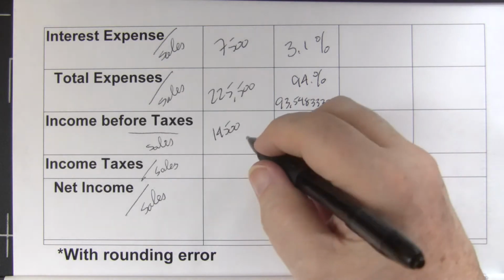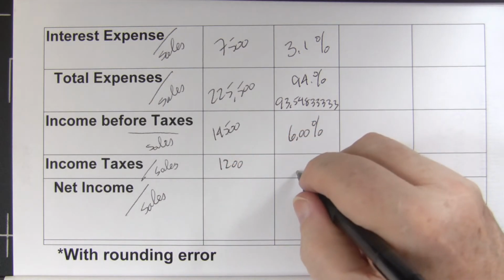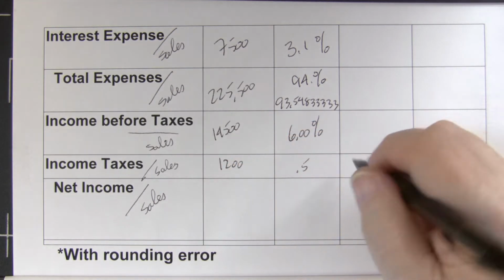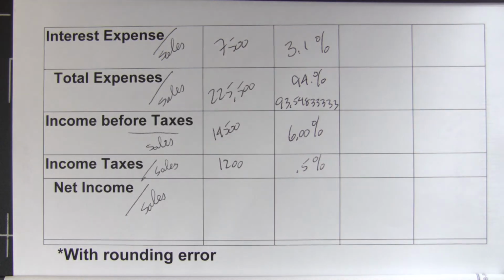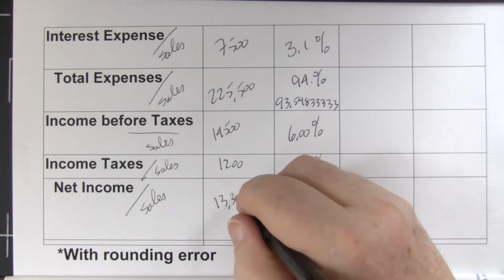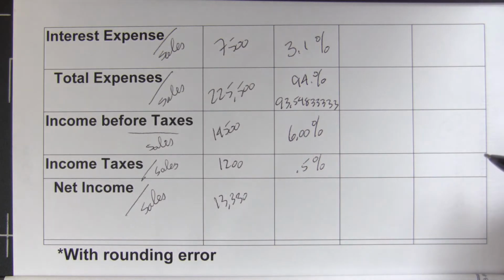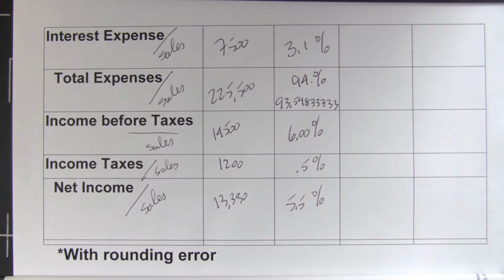Our income taxes were $1,200. That's not 5%, that's 0.5% of sales. And our net income, $13,300, divided by 240,000 is 5.5%.